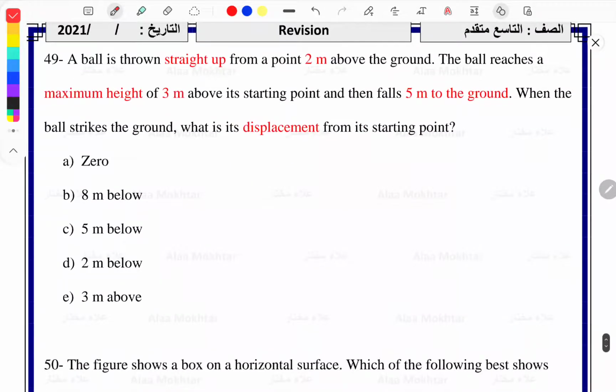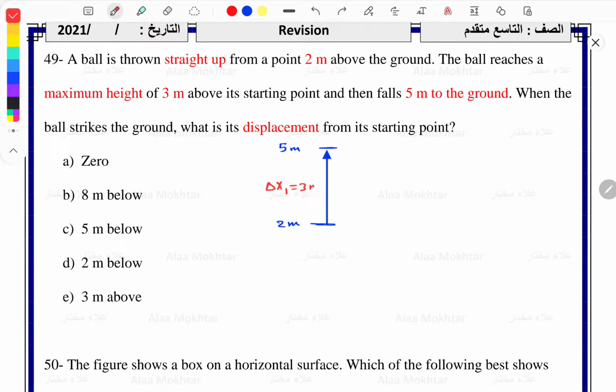The next one: a ball is thrown straight up from 2 meters above the ground. The ball reaches a maximum height 3 meters above the starting point and then falls 5 meters to the ground. We need to draw it. I have the ball move up from point 2 and reach point 5. Why? Because it moved 3 meters up. The distance up is 3 meters. Delta x1 equals 3 meters.